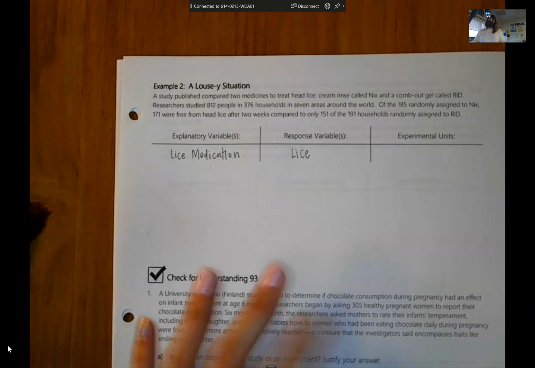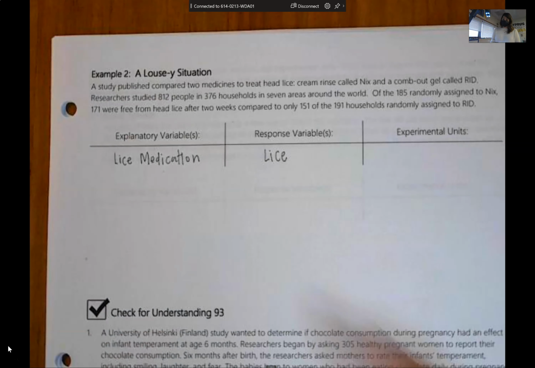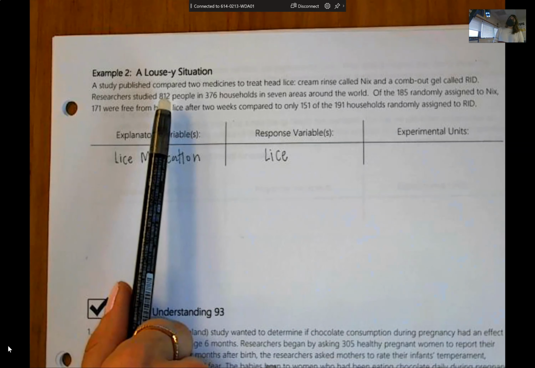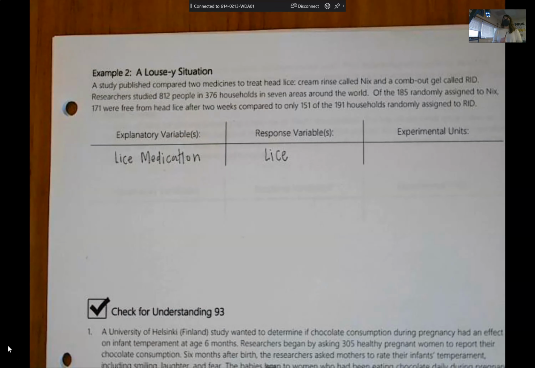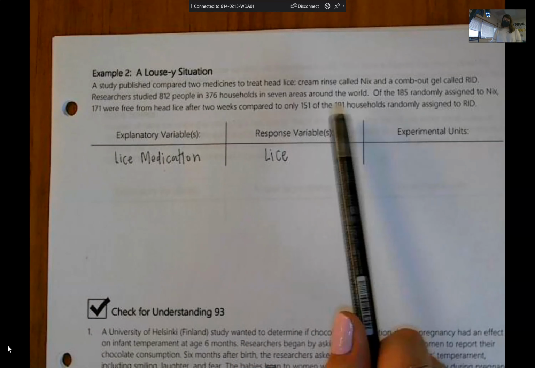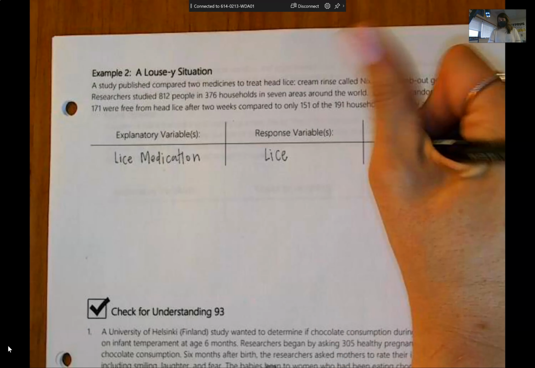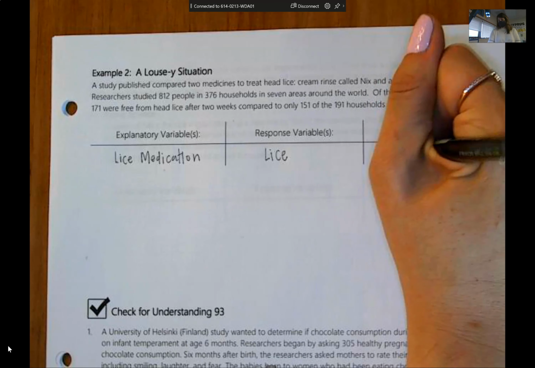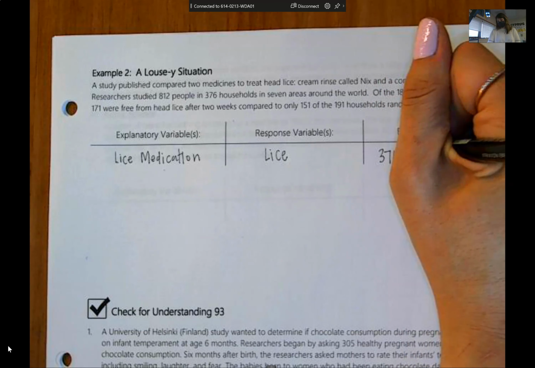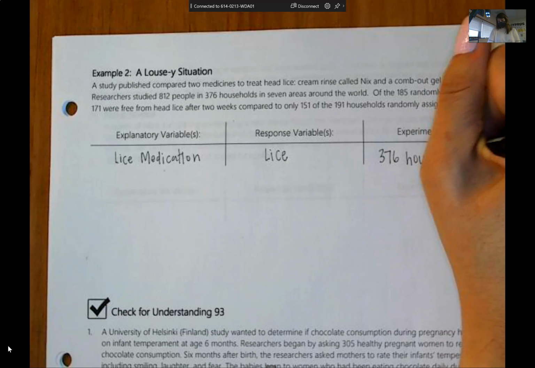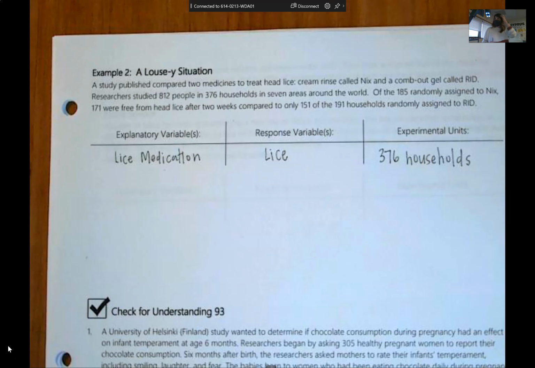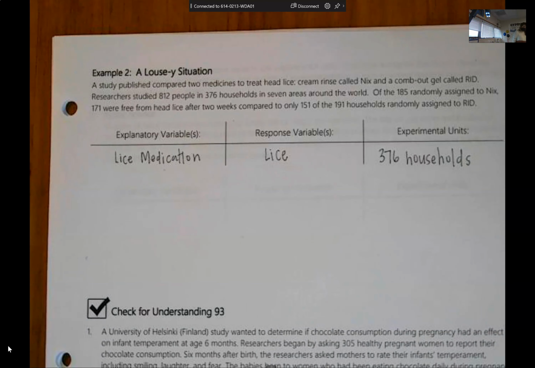Now, the experimental units are kind of tricky because they tell us 812 people participated, but then when they gave us the results, they gave results in terms of the households. So our experimental units are really the 376 households. Which would make sense because typically when somebody in a house gets lice, the chances that other people are going to get it are pretty high, which is why you got to wash all the bedding and all the things, and it's crazy.